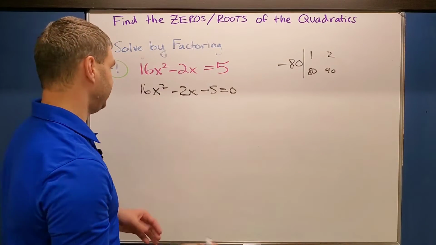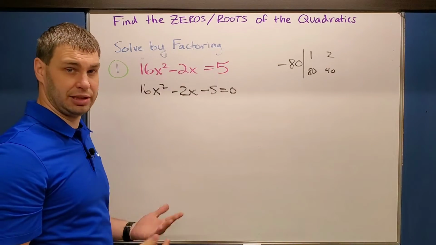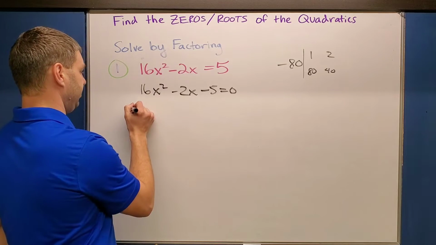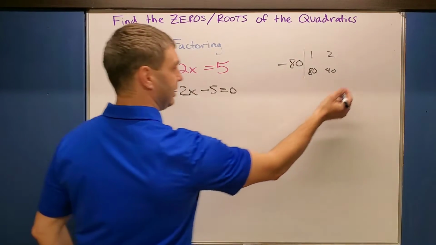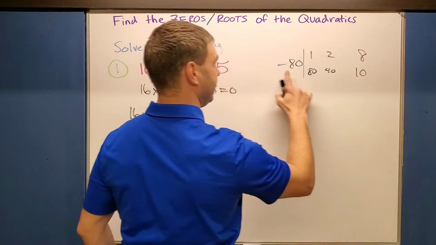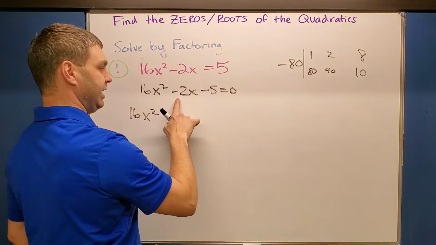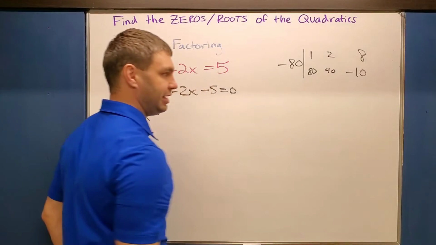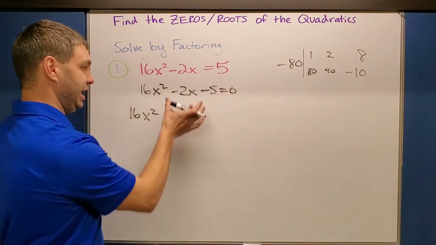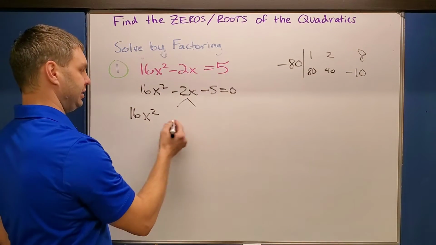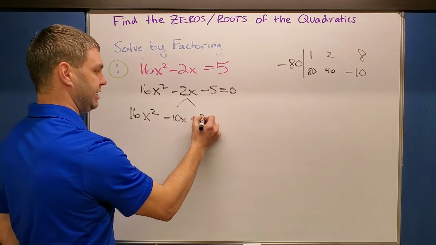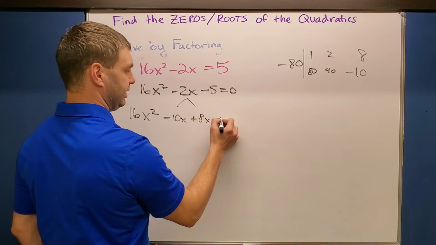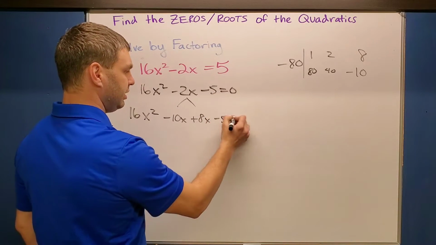All right, so then what we need to do is split this up so it becomes factoring by grouping. So it's going to be 16x squared, and I think if I use an 8 and a 10, in order to be a negative 80 and a negative 2, I think the 10 would have to be negative. When I add those together, that would give me a negative 2. So when I split this, I'm going to say negative 10x and positive 8x. And then the minus 5 comes down from over here, equals 0.